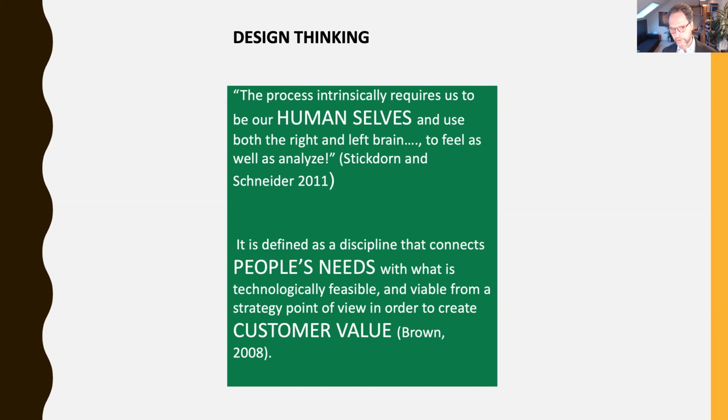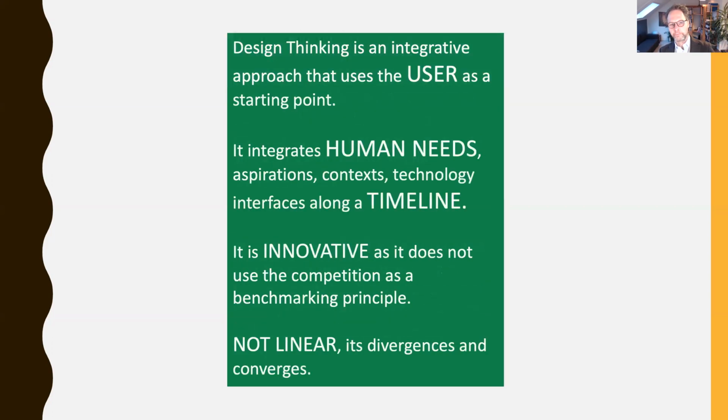And there's also a couple of hotel chains that do this, like Zoku or Citizen M in their design. They've followed similar approaches as well. So it's defined as a discipline that connects people's needs with what is technologically feasible and viable from a strategy point of view in order to create customer value. So it integrates human needs, aspirations, context, technology, interfaces along a timeline. I'll show you an example of that in a second. And it's innovative as it does not use competition as a benchmarking principle. And it's also, we talked a lot about that, not linear. It diverges and converges along the way.